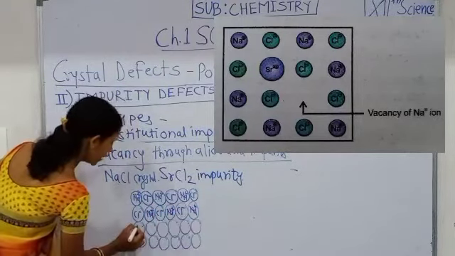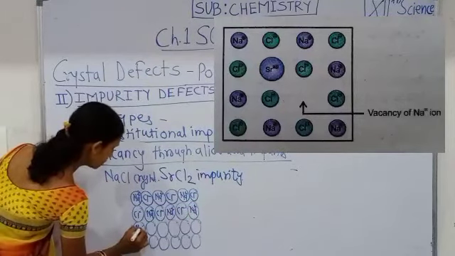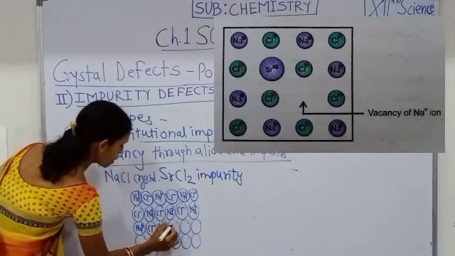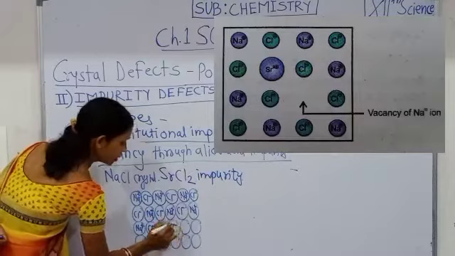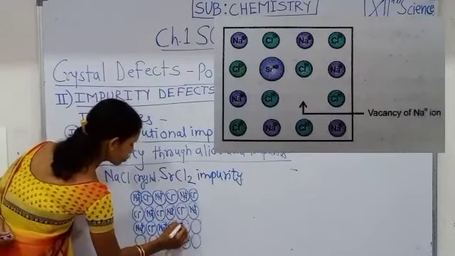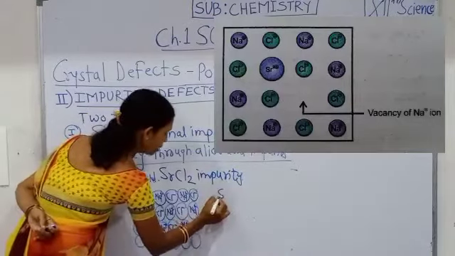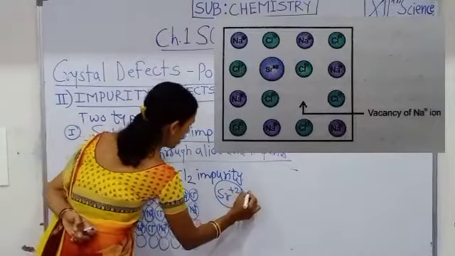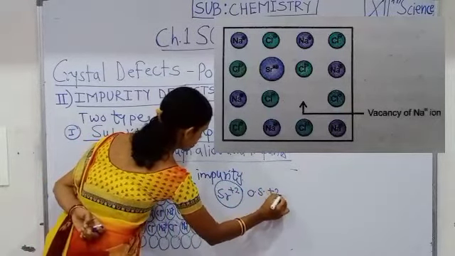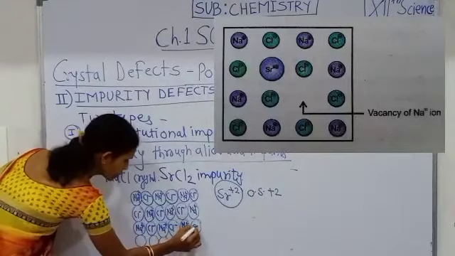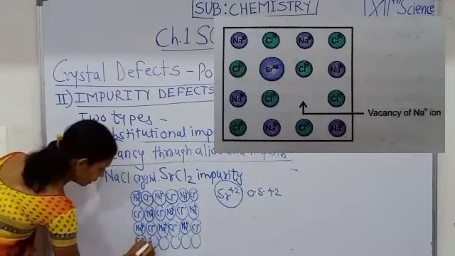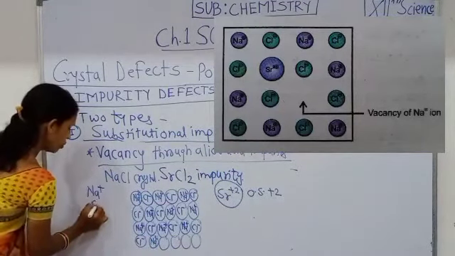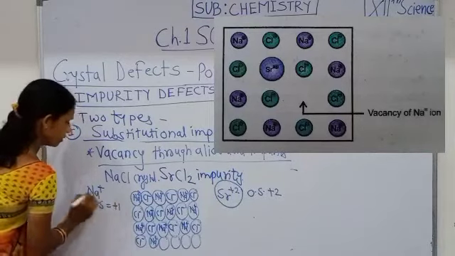Then here, if SrCl2, that is strontium chloride, is added into the crystals of NaCl, then that strontium ion, which is Sr2+, has oxidation state +2, and the original host ion, that is the Na+ ion, has oxidation state +1.